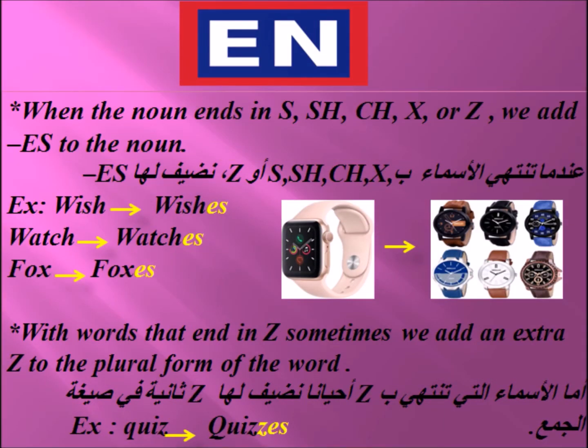The second rule says, when the noun ends in S, SH, CH, X or Z, we add ES to the noun. For example, wish, it becomes wishes. Watch, watches. Fox, foxes. With words that end in Z, sometimes we add an extra Z to the plural form of the word. For example, quiz, quizzes.